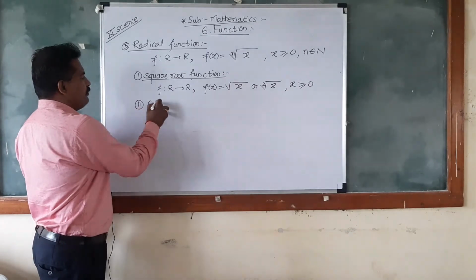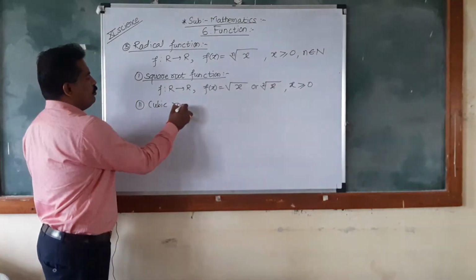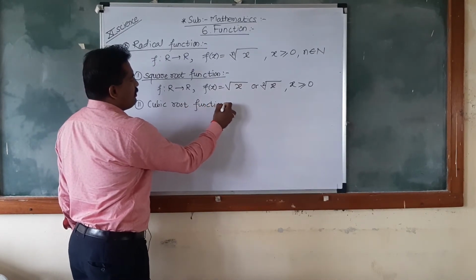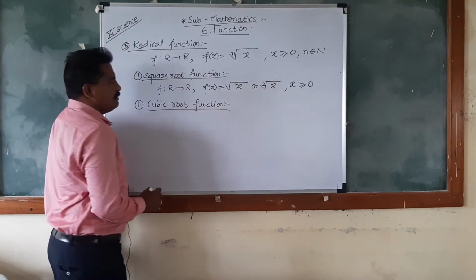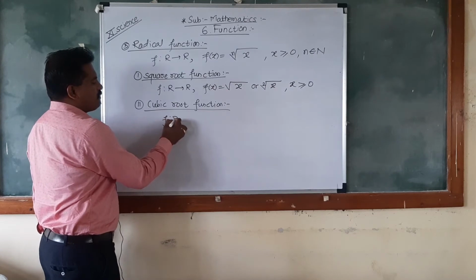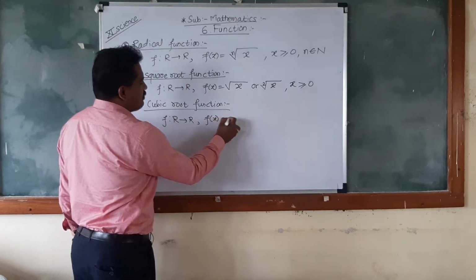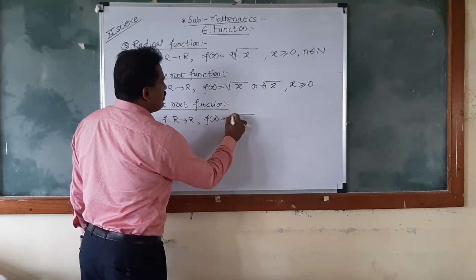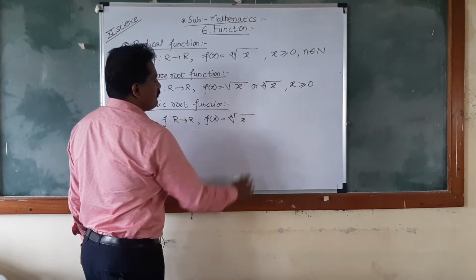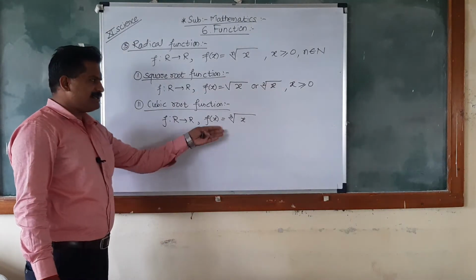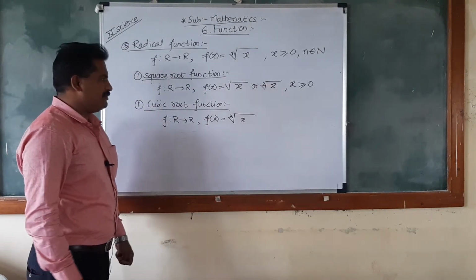Second, the cubic root function. Similarly, f goes from R to R, and f of x is equal to the cube root of x. It is a cube root.